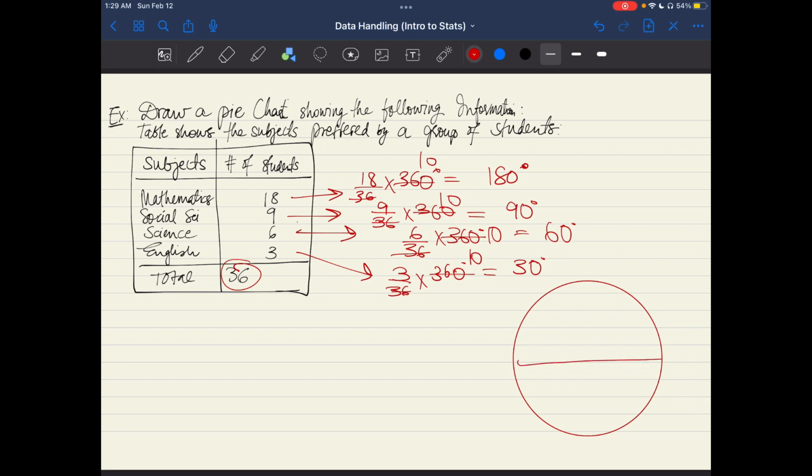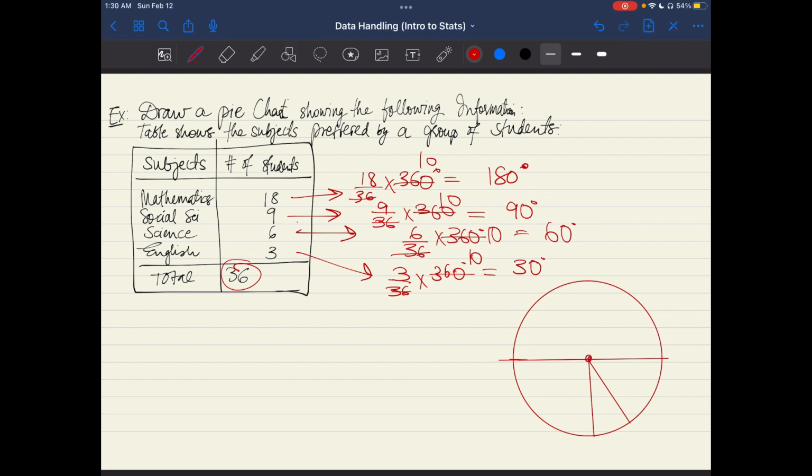And again, we found out that 50% is mathematics, so 180 for that. Then we have 90 degrees for social sciences, and then we have 60 degrees for sciences, and we have 30 degrees for English, right?